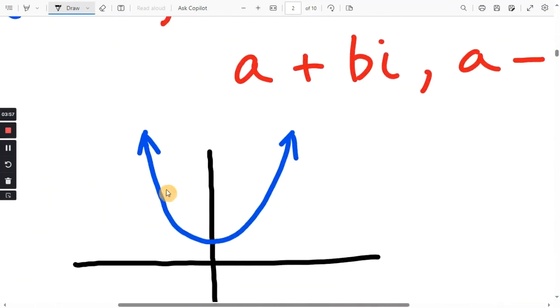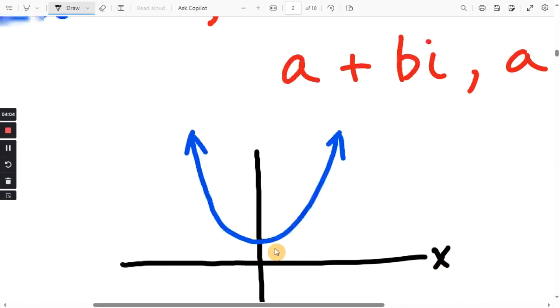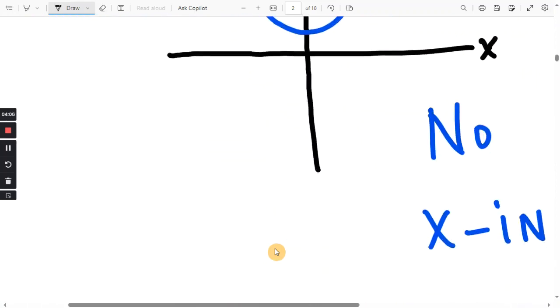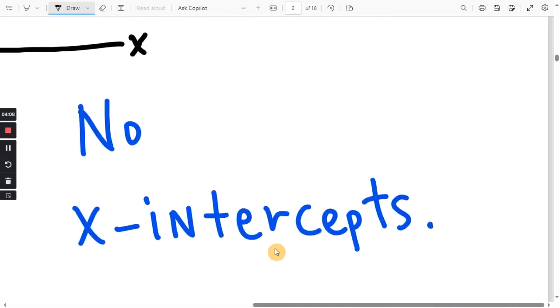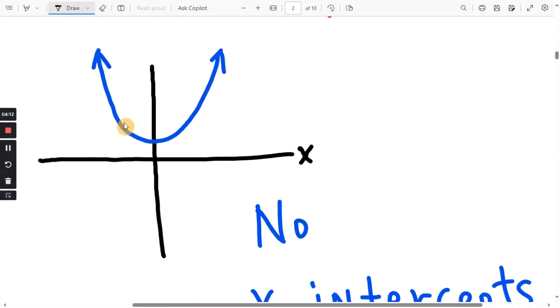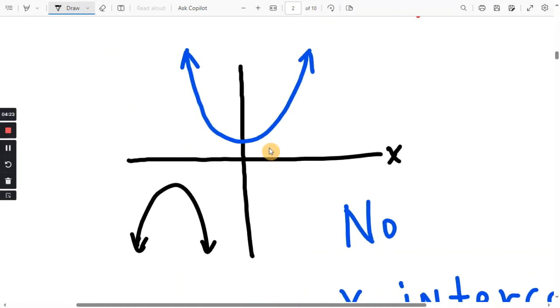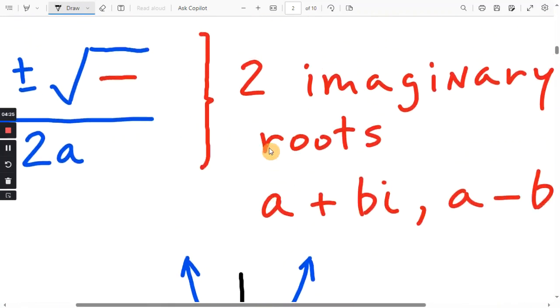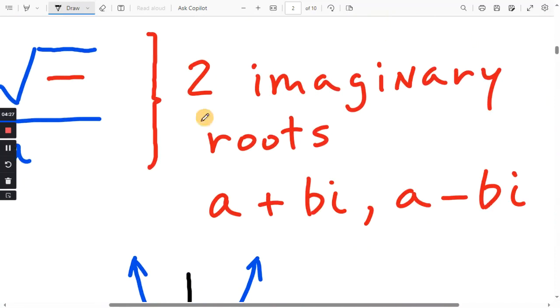And what that means is the graph never intercepts the x-axis. It never reaches the x-axis, and you basically have no x-intercepts. So this is what the graph would look like. The parabola never reaches it. It could also be upside down, of course. But the point is it doesn't have any x-intercepts. It doesn't have any real roots. It just has two imaginary roots.